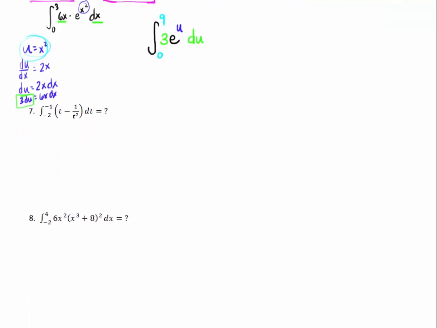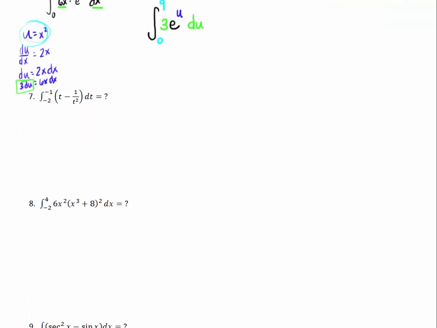All right, question number 7. We've got the integral, so this is going to be a definite integral from negative 2 to negative 1 of t minus 1 over t squared dt. So let's set this up to make it a little bit easier on us. So we've got the integral from negative 2 to negative 1 of t.